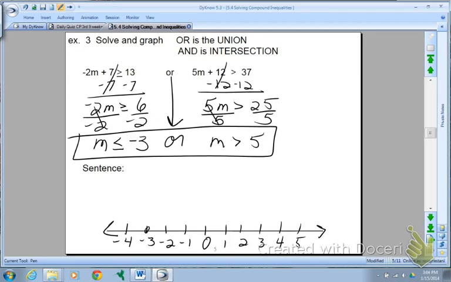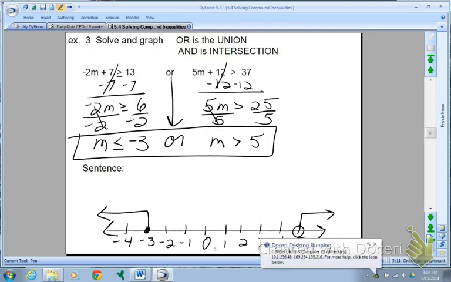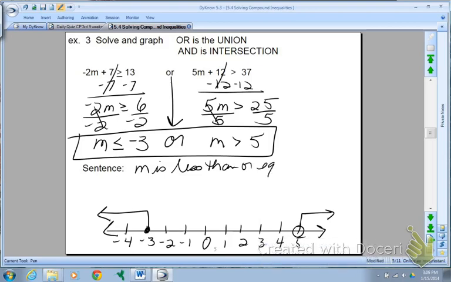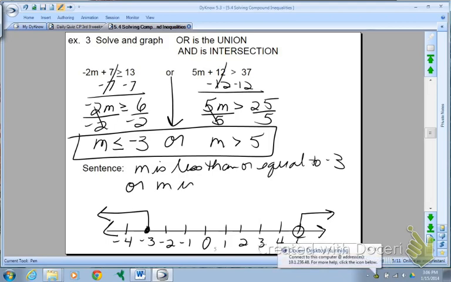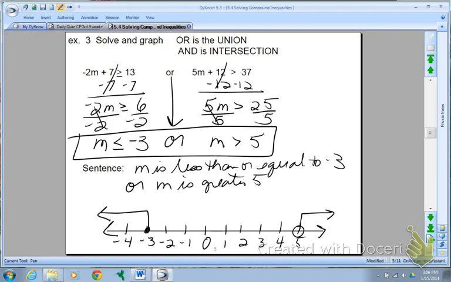It's a closed circle at negative 3, and m is less than or equal to negative 3, so that's to the left. And m is greater than 5, open circle at 5, and it goes to the right. So when we have an or, usually they're going to go in opposite directions. Just strictly, m is less than or equal to negative 3, or m is greater than 5. No special sentence for that. We only have a special sentence when we have an and, where we have a combined inequality.